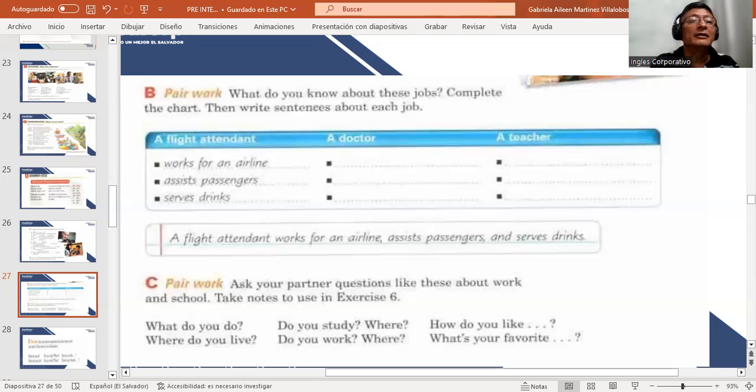Understand? I want you to have a nice and long conversation with your partners. Avoid speaking Spanish. Try not to speak Spanish. Just English. If you don't know how to say something, you can ask your partner, hey, how do you say?